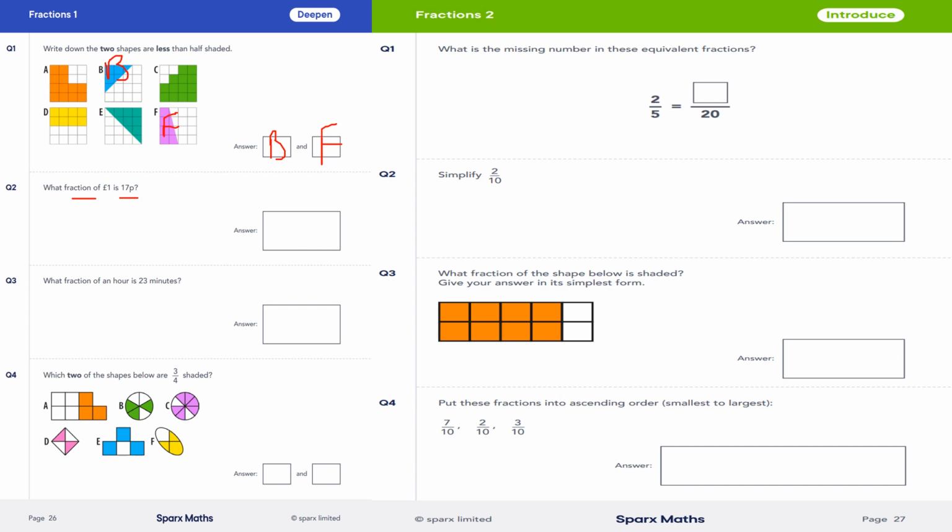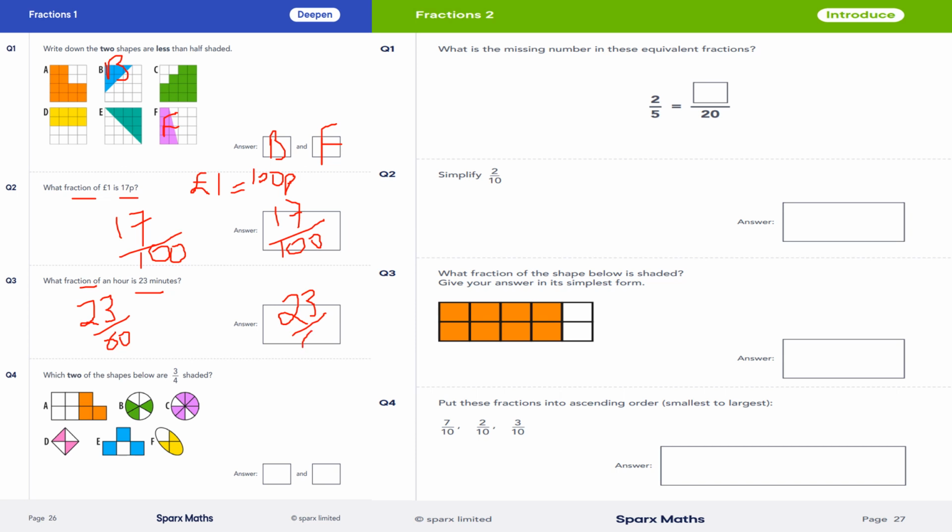Question number two. What fraction of a pound is 17p? Well, it's 17 hundredths, because there are 100 pence in a pound. So 100 British pennies, in England or in the UK, is equal to £1. Question number three. What fraction of an hour is 23 minutes? So an hour has 60 minutes, so it's 23/60ths. That is my final answer.